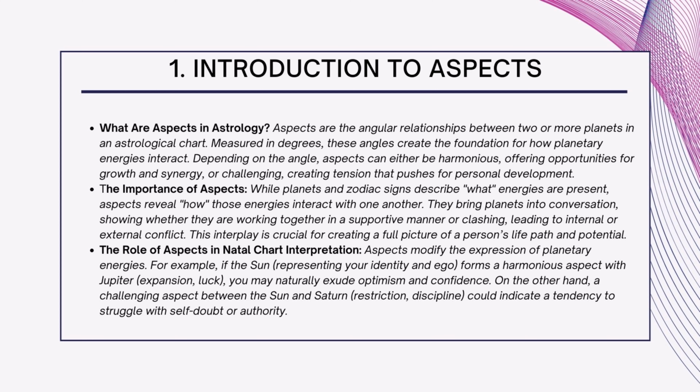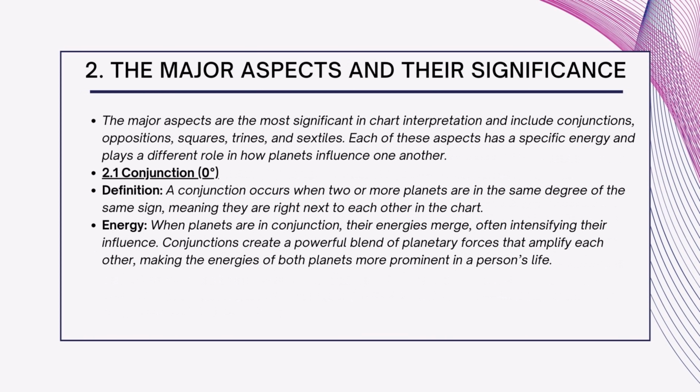with self-doubt or authority. The major aspects are the most significant in chart interpretation and include conjunctions, oppositions, squares, trines, and sextiles. Each of these aspects has a specific energy and plays a different role in how planets influence one another.